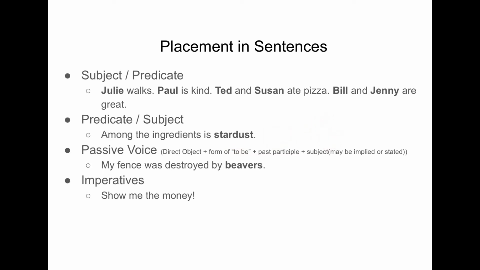My fence was destroyed by beavers. Beavers did the actual destroying. Then, in sentences like, show me the money, those commands, the subject is implied. It's nowhere written into the sentence.